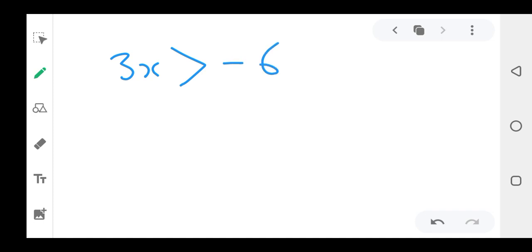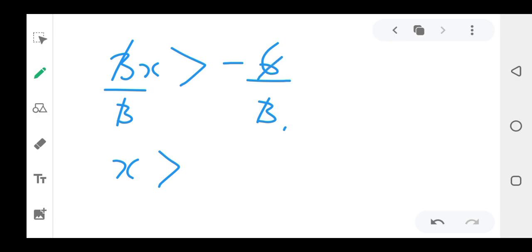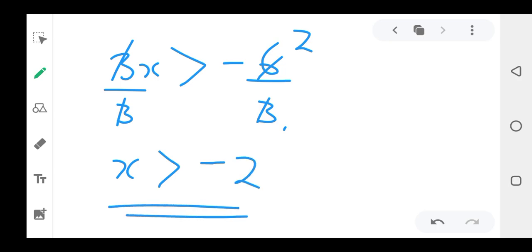So we're continuing solving it. The next thing you do is you divide by 3 here. Even there you divide by 3. So x greater than, that is 1, that is 2. X is greater than negative 2. That's how you do it. So this sign doesn't change, so that is the answer. Okay, that is the answer. So that's the first question.